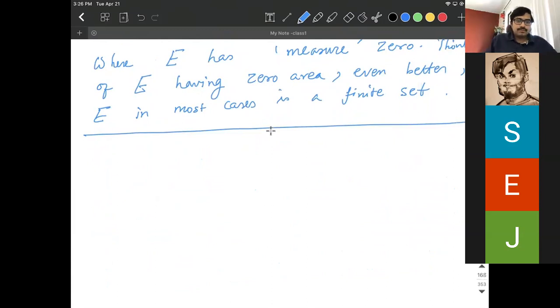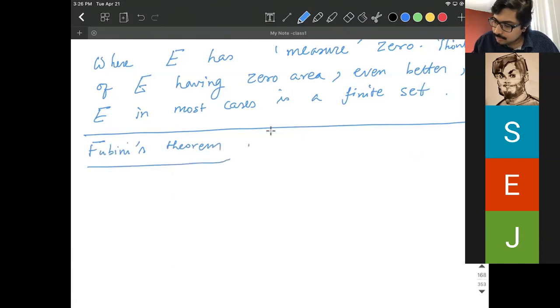Okay, so this is sort of a rapid introduction to Riemann integration. Now, Fubini's theorem, this allows us to switch the order of integration. So what Fubini's theorem tells us is, in nice enough conditions, you are allowed to switch the order.